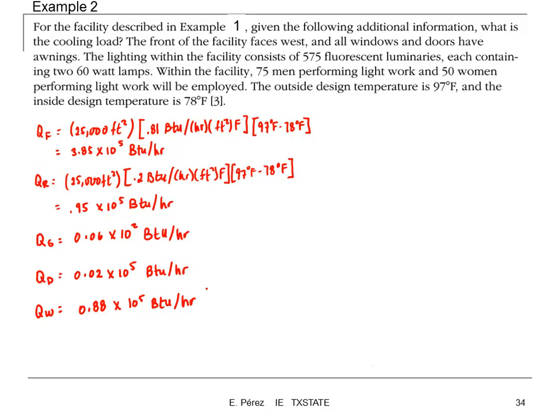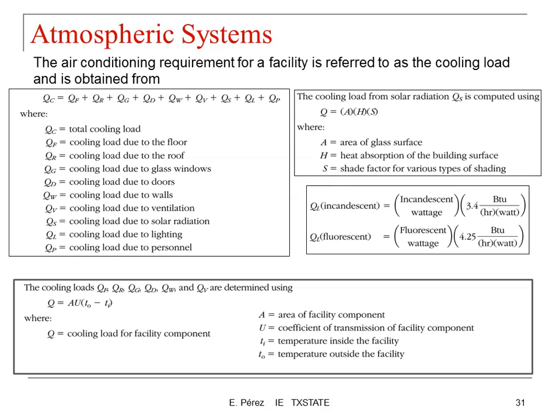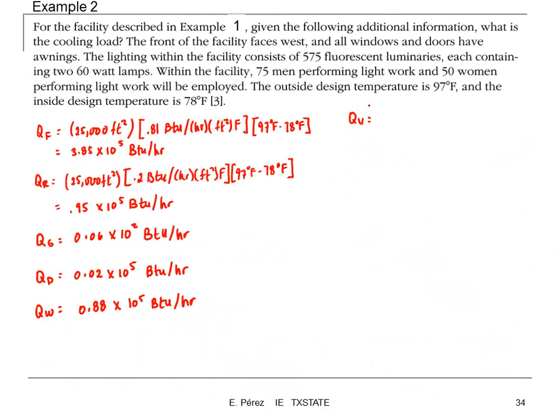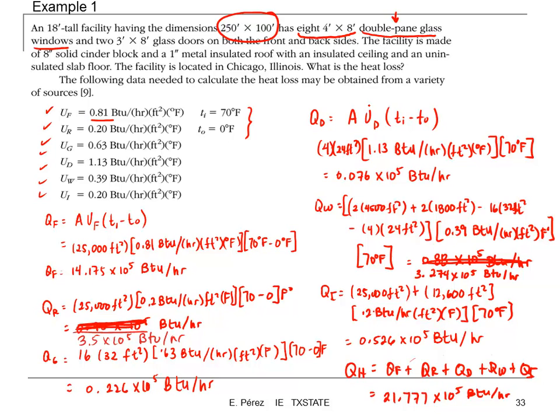But now we're gonna go to QB, which is computed differently. So QB is the cooling load due to ventilation. So we're gonna need the areas, like we did for QI here.